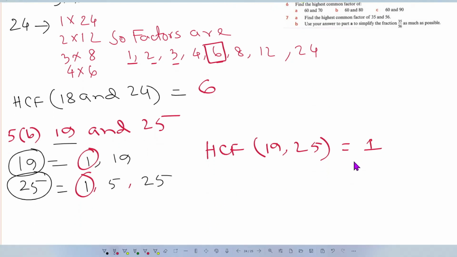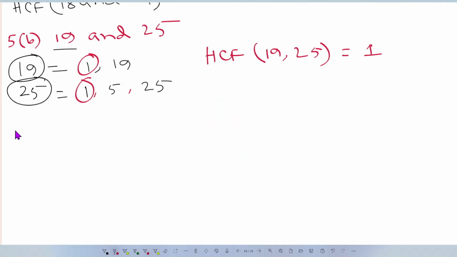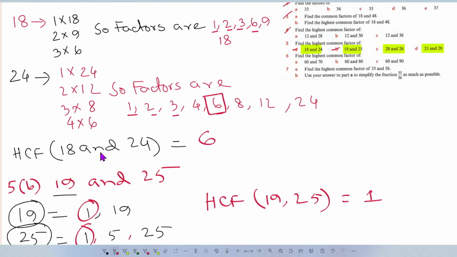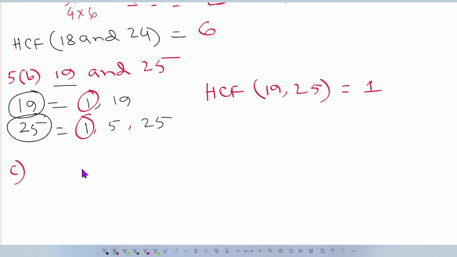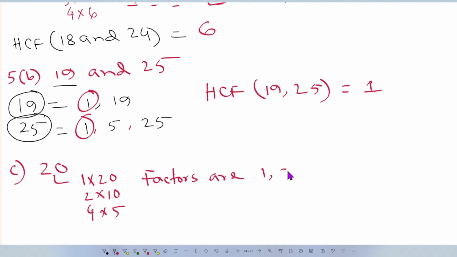Then C. C, here is 20 and 26. So 20 we can also find out factors. So 1 times 20, 2 times 10, then 3 is not possible, 4 times 5. So factors are 1, 2, 4, 5, 10 and 20.